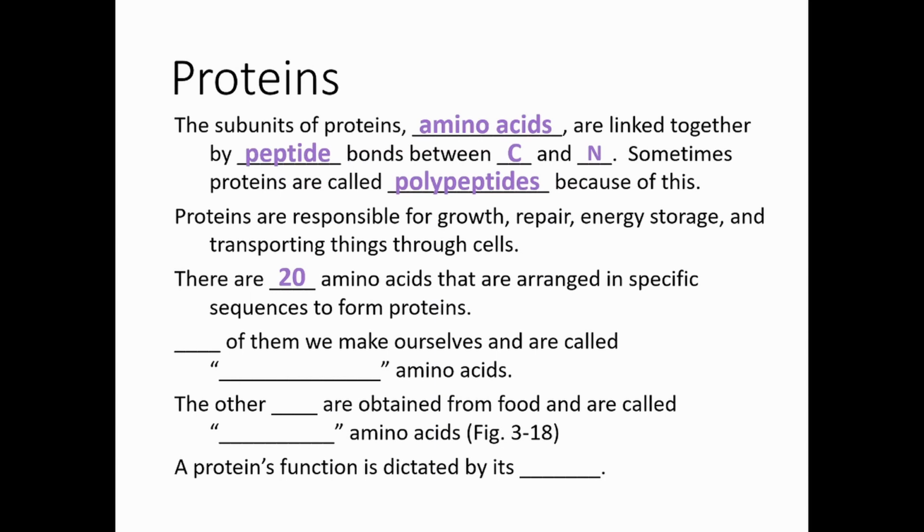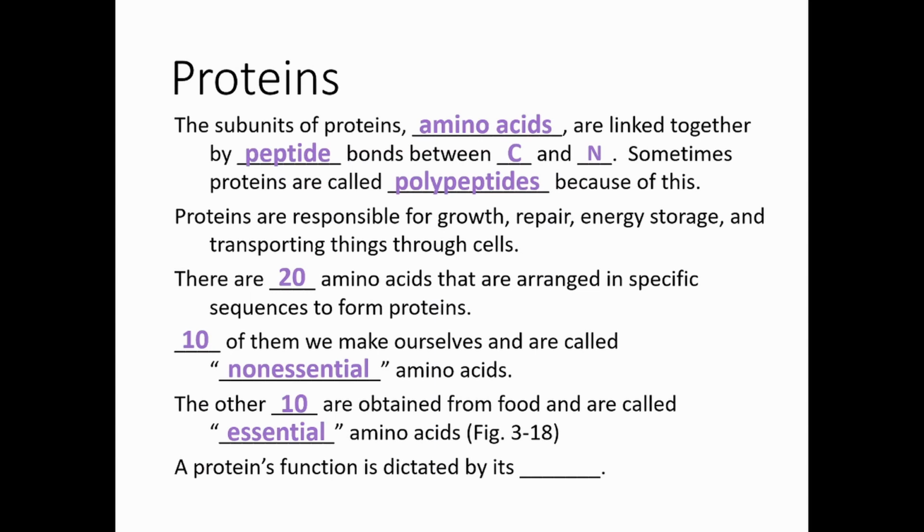Now, with the amino acids, we can make 10 of them. So half of them we can make ourselves, and these are considered non-essential. But the other 10 we get from food. We cannot make them ourselves. So these are called essential amino acids. You have to consume them from the food you eat.